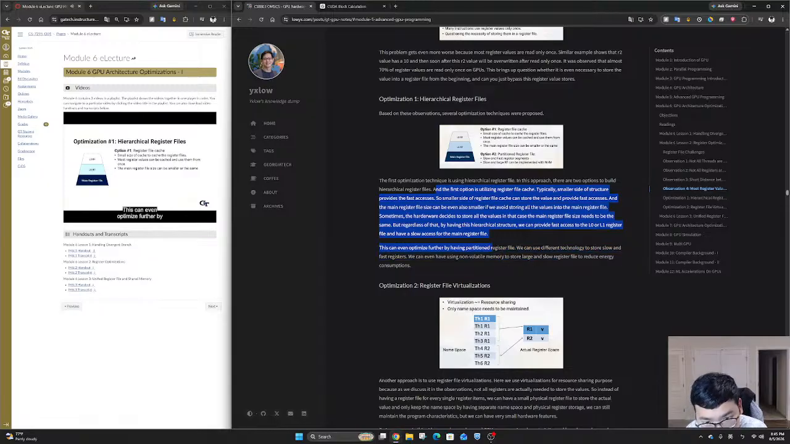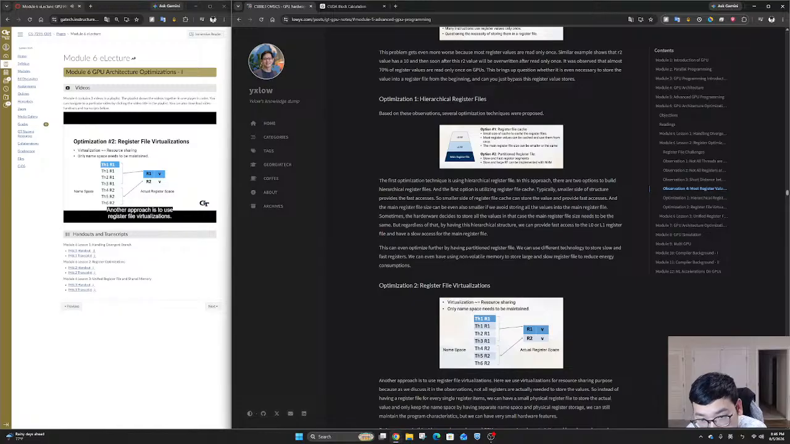This can be optimized further by having a partitioned register file. We can use different circuit technologies to store slow and fast registers. We can even use non-volatile memory to store a large and slow register file to reduce energy consumption.